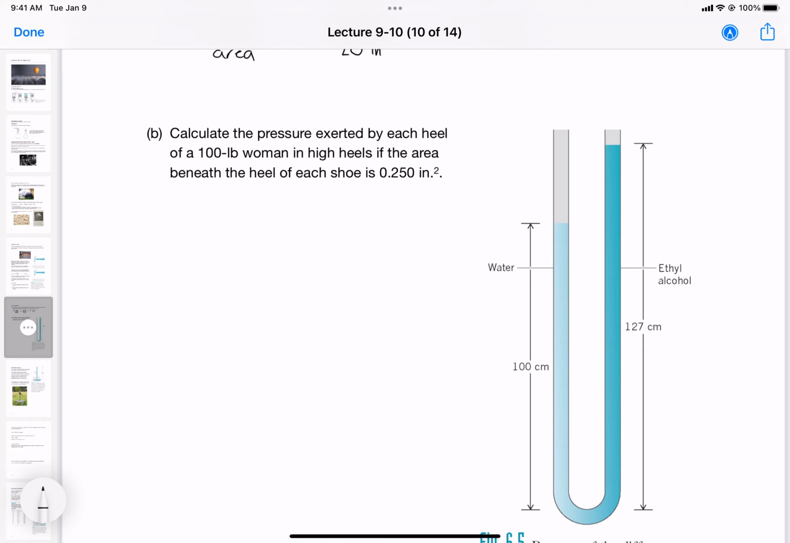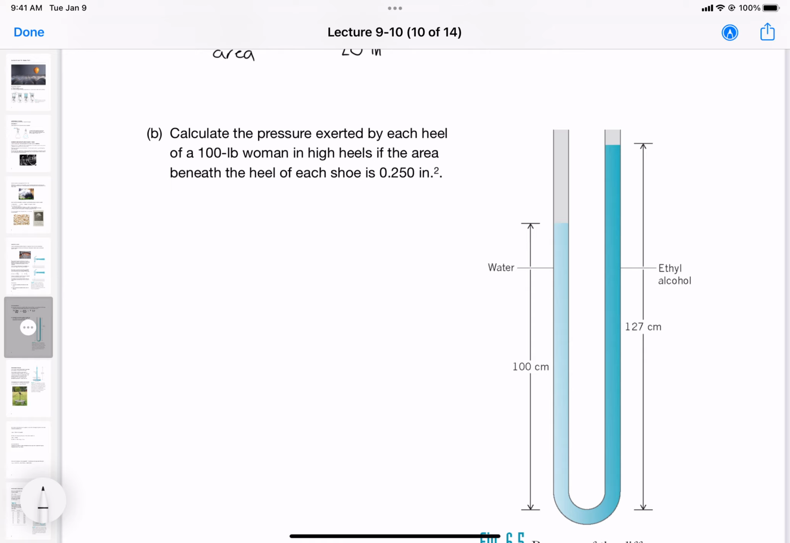Okay, hello everyone. Let's resume our discussion now with gases. Okay, so now let's do the second example. Calculate the pressure exerted by each heel of a 100-pound woman in high heels if the area beneath the heel of each shoe is 0.250 inches squared.